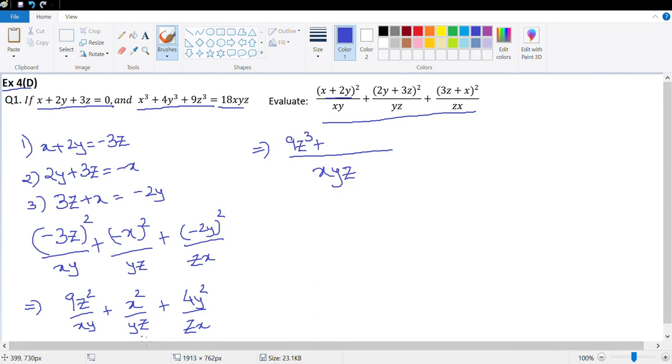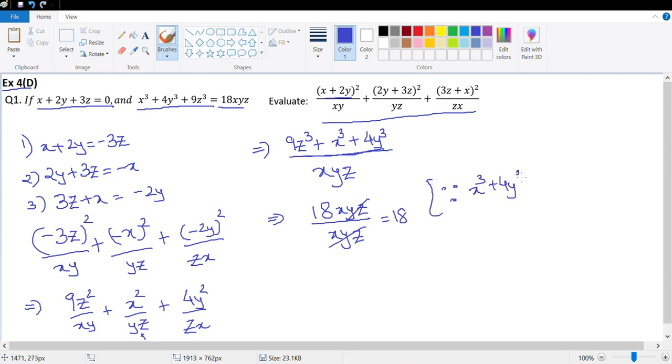The second term, multiplied with x, I will get x cube. The third term will have to be multiplied with a y, so this becomes 4y cube. Now since x cube plus 4y cube plus 9z cube is equal to 18xyz, that's what the numerator becomes. The denominator is xyz, which means this is equal to 18. The reason here is that x cube plus 4y cube plus 9z cube is given equal to 18xyz. Good, let's look at the next one.